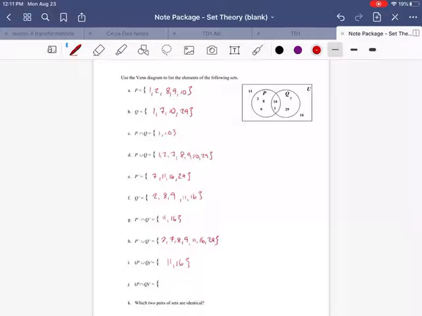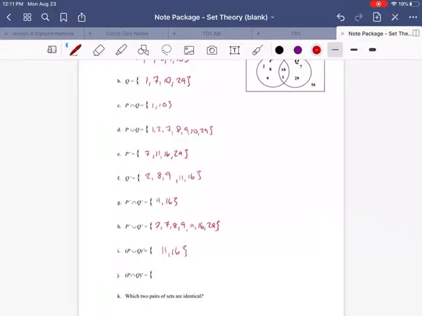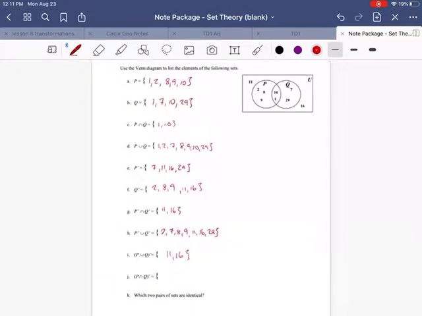The last one we've got is the complement of P intersect Q. I'm going to shade what P and Q are, and then what's unshaded is the complement of it. P and Q are 10 and 1. Because I want the complement of it, I'm going to write down all the numbers that haven't been shaded. So in this case, 2, 7, 8, 9, 11, 16, and 29.